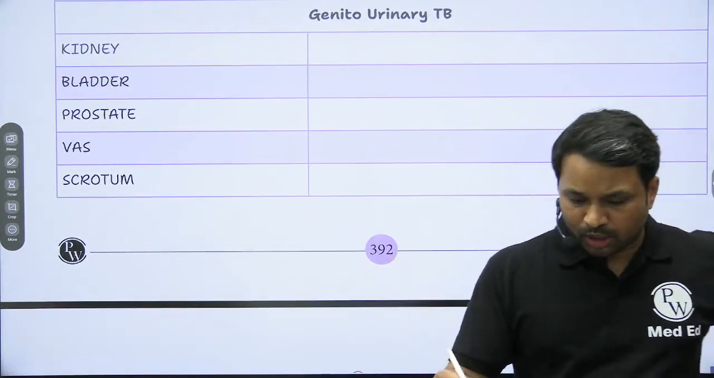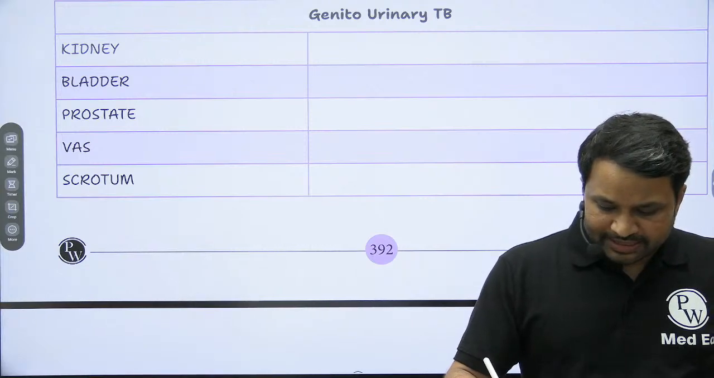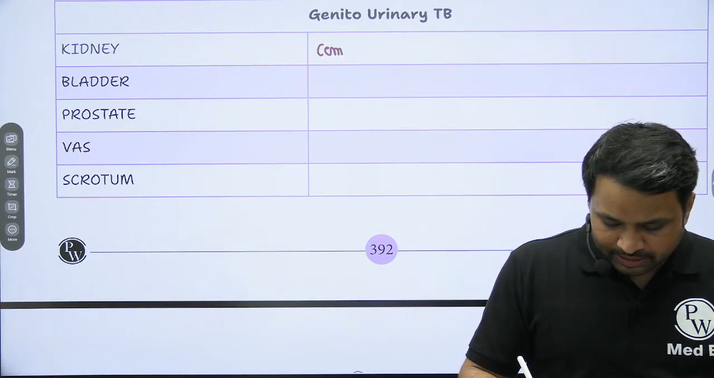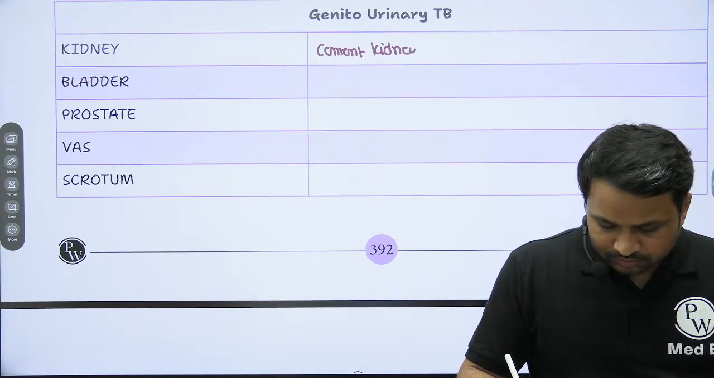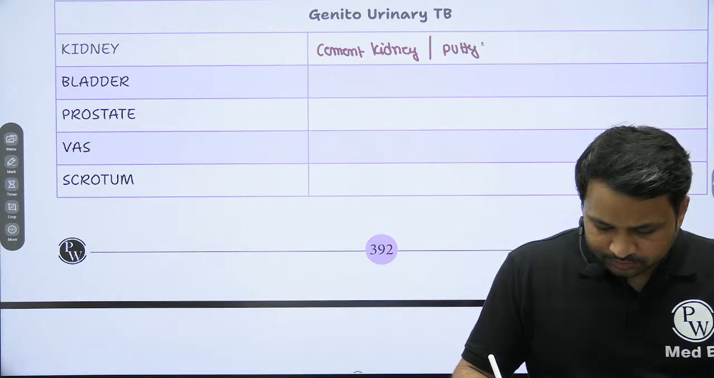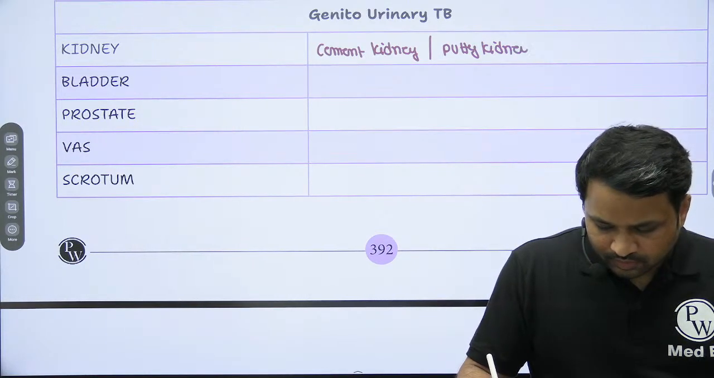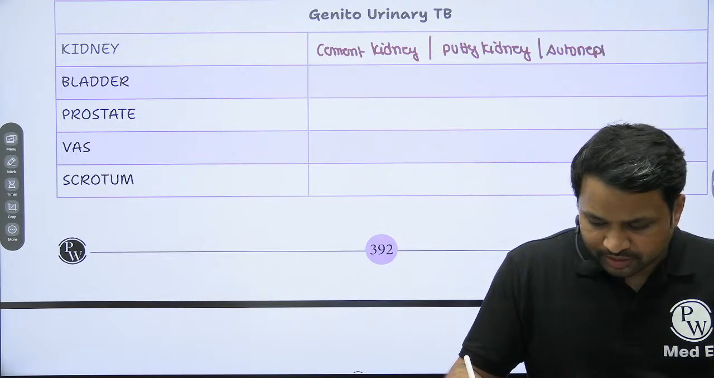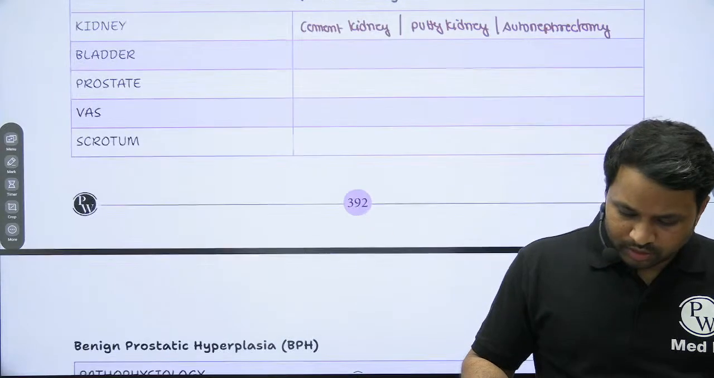In kidney, what do you find? Kidney में findings क्या क्या मिलेंगी? Number one, you are going to get something called the cement kidney. Then you will get your putty kidney. And eventually it will go into autonephrectomy.